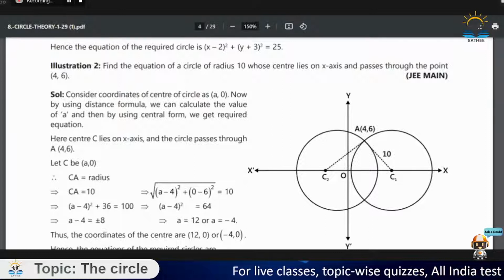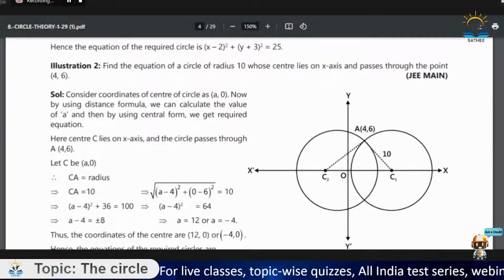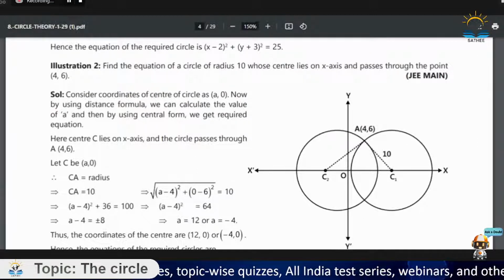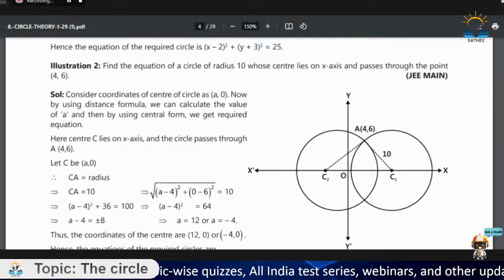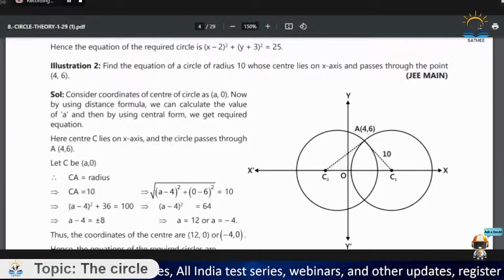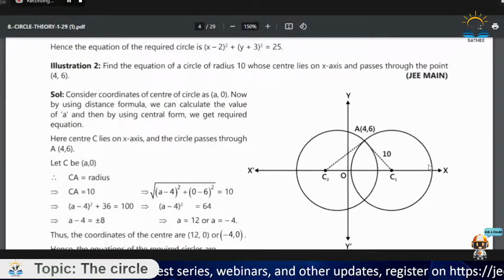Find the equation of a circle of radius 10. The radius is directly given, whose center lies on the x-axis. So the center would be of the form (a, 0), and it passes through the point (4, 6). So either the circle could be this or the circle could be this.